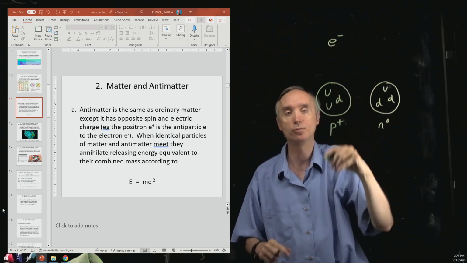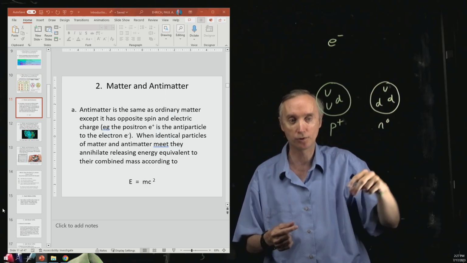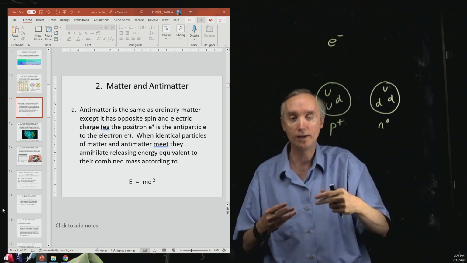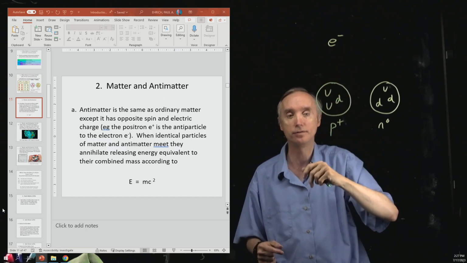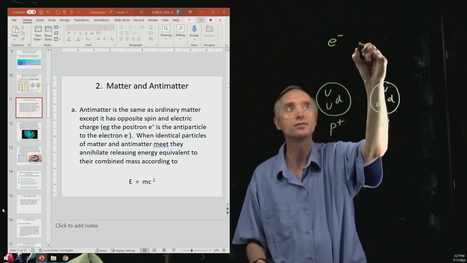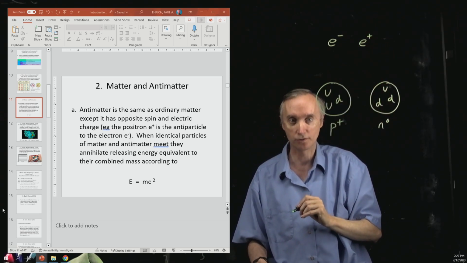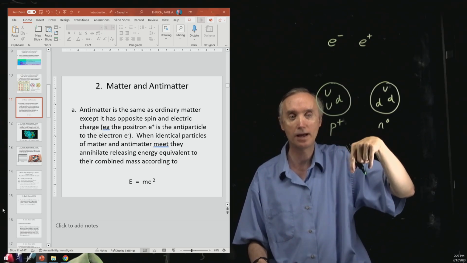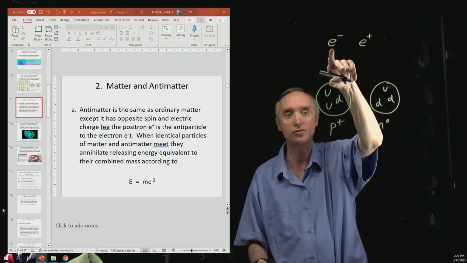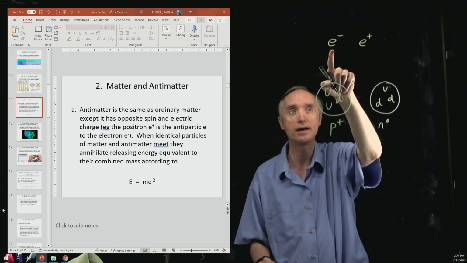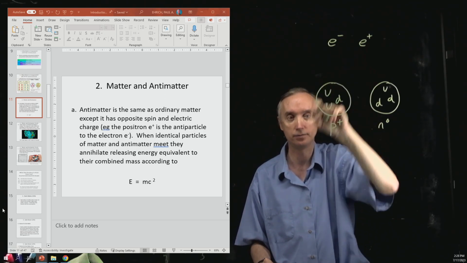And a positron has the same mass. So if you were to take a positron and put it on a scale, it would weigh the same amount as the electron. But the difference is that the positron has a positive charge, and it would be spinning backwards compared to the regular electron. So this would be matter, and this would be antimatter.